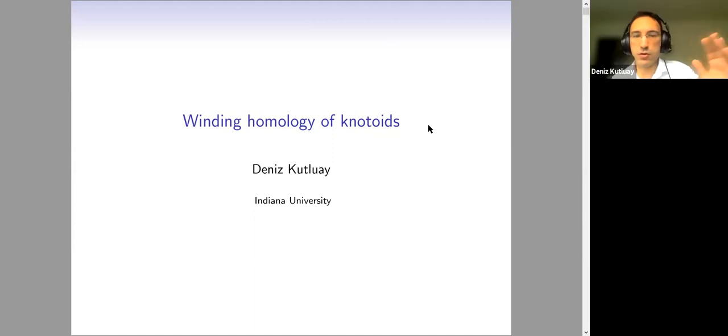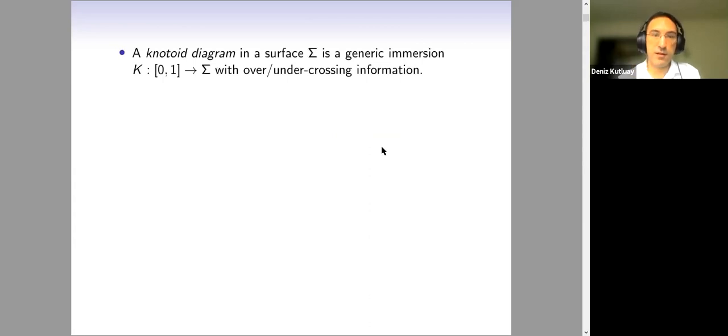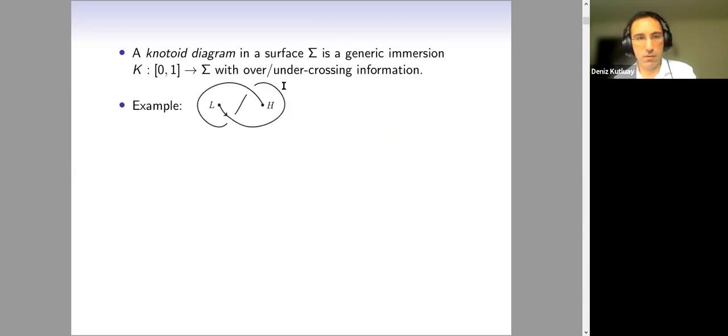This talk will be mostly expository. So if you have any questions, feel free to ask. You can interrupt and ask any question. All right, so let's start with the knotoid diagram. A knotoid diagram in a surface is a generic immersion of the unit interval into the surface with over and under crossing information. So here is an example of a knotoid.